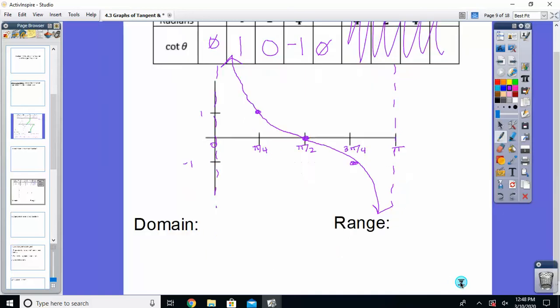My domain, where do I have my vertical asymptotes this time? Yeah, at the pi. So x cannot equal, I'm going to put dot, dot, dot, and just list some of them. 0, pi, next one would be at 2 pi, 3 pi, and so on. It's all the pi's. What's my range?